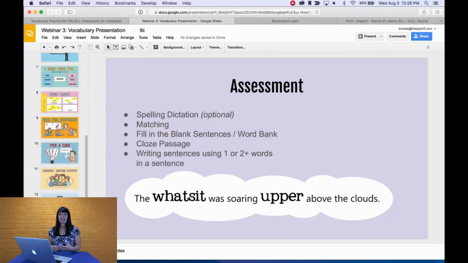There's matching, word and definition, fill in the blank sentences in a word bank. That's what we really believe in. We give students a sentence where there are blanks, 1 blank, 2 blanks, 3 blanks, and then they need to, from a word bank, fill in that passage or that sentence. So you can do a themed passage.